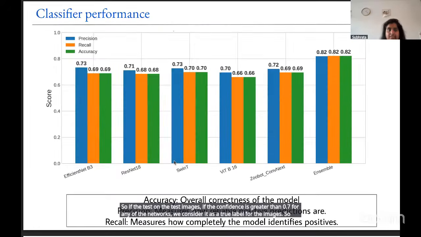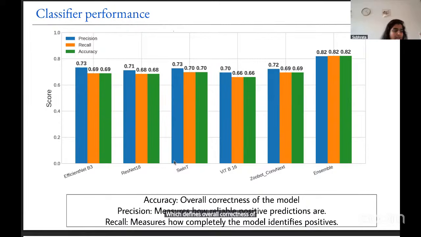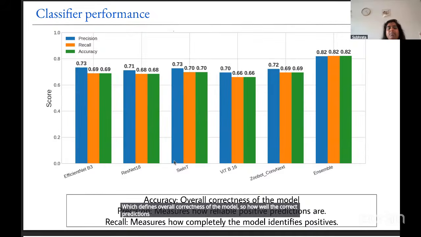So this is the classifier performance, as you can see. There are three metrics through which we can assess the performance: the accuracy, which defines the overall correctness of the model, so how well the correct predictions are. Then we have precision, which measures how reliable the positive predictions it gives are. And then we have recall, which tells us how completely the model identifies the positives. Here you can see all the networks that I used, and the statistics: the precision, recall, and then the ensemble method.